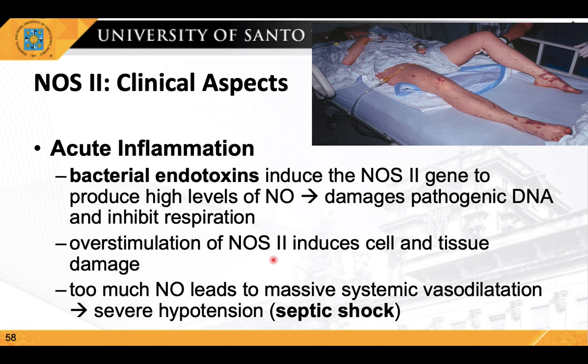Overstimulation of NOS2 induces cell and tissue damage, leading to septic shock in the course of bacterial infections. Overproduction of nitric oxide has been implicated in septic and cytokine-induced circulatory shock. Too much nitric oxide leads to massive systemic vasodilatation and a precipitous and sometimes fatal drop in blood pressure.